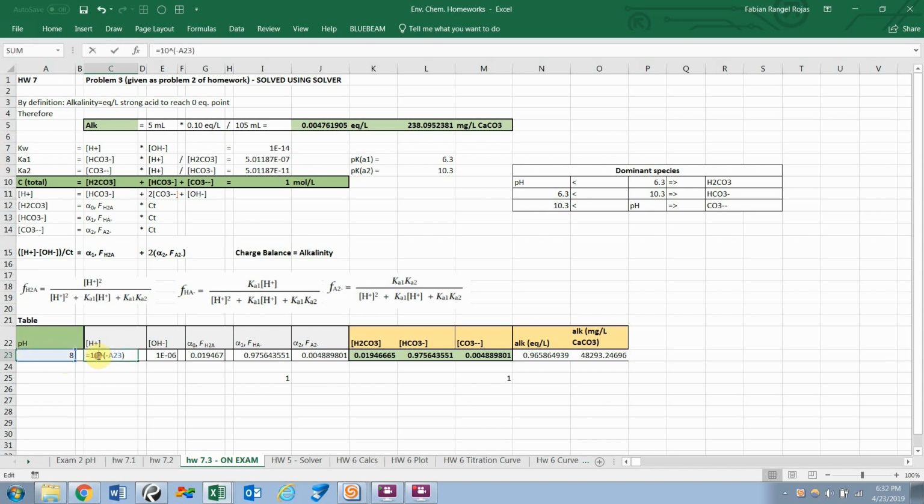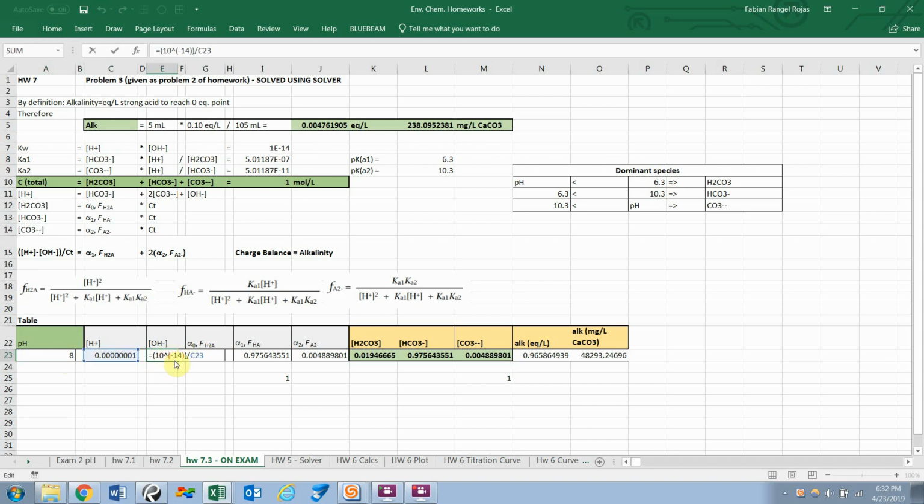It's given. H plus is by definition 10 raised to the minus pH. OH minus, because of my Kw condition, is just equal to 10 raised to the minus 14 divided by my H plus concentration.